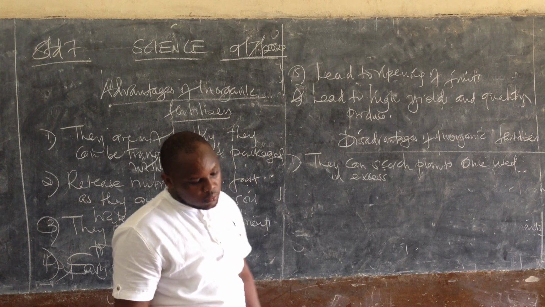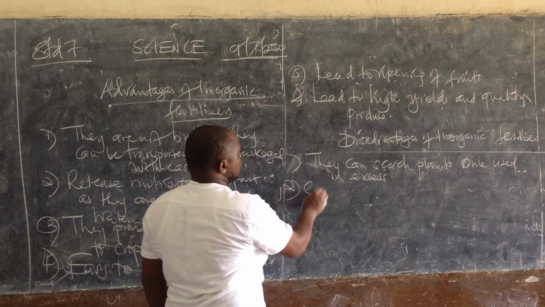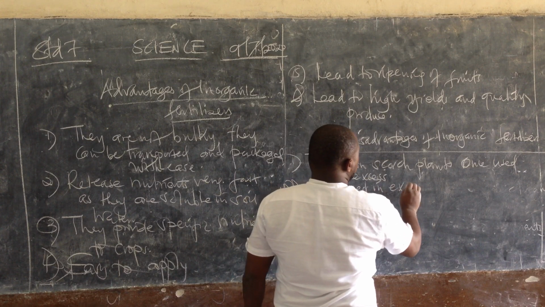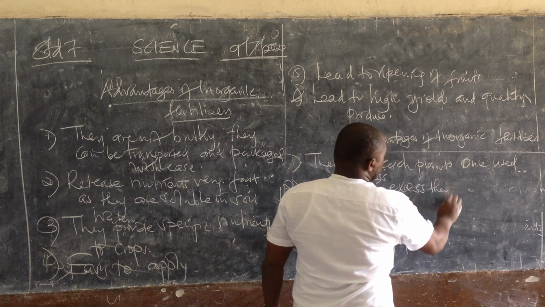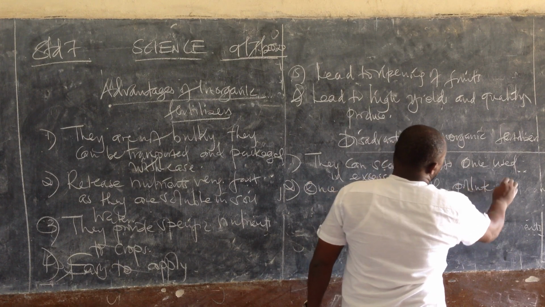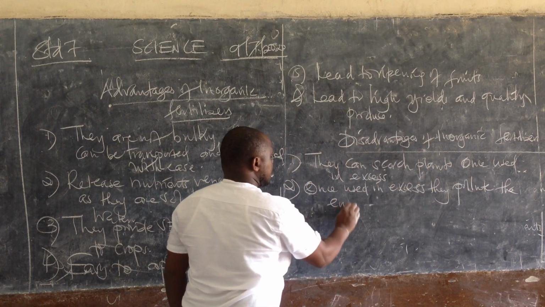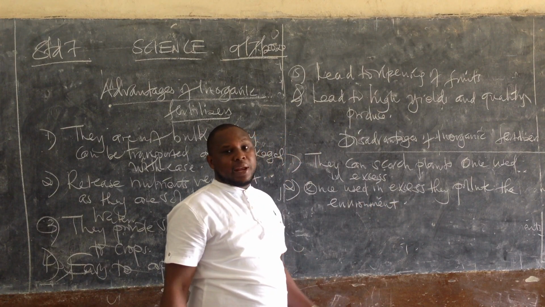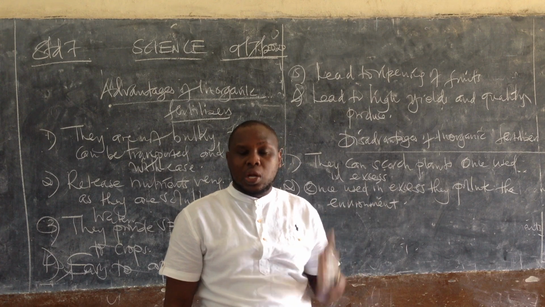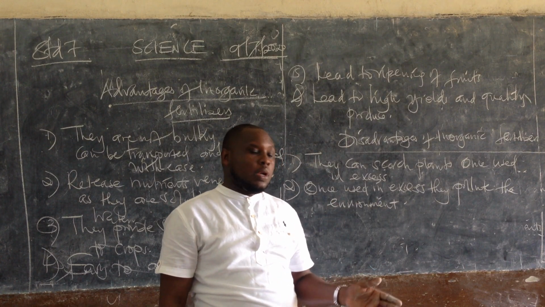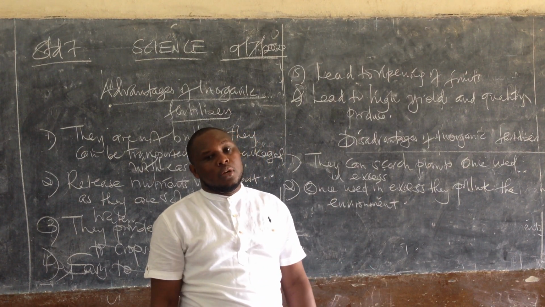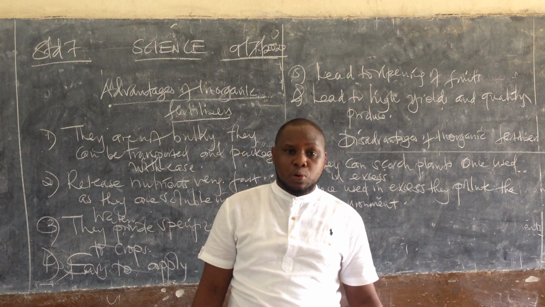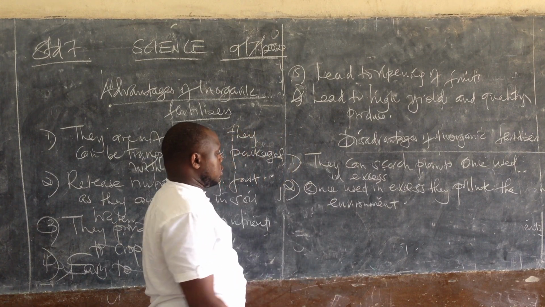Number two, once used in excess, they pollute the environment. Remember, they are the ones that are carried by rainwater into water bodies. Remember, when we were talking about water pollution, we talked about these things. So once used in excess, they are likely to cause soil pollution or even water pollution and also air pollution.